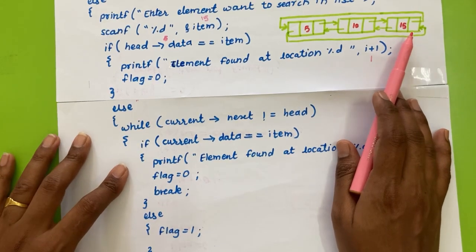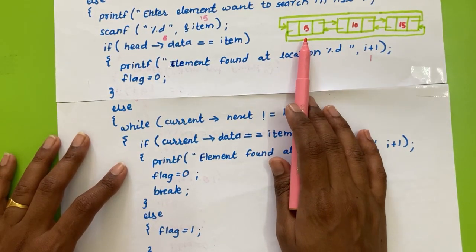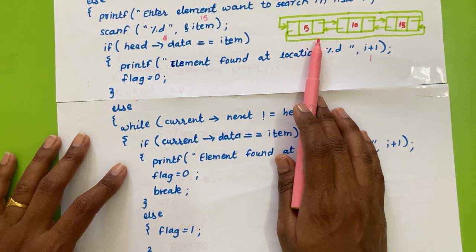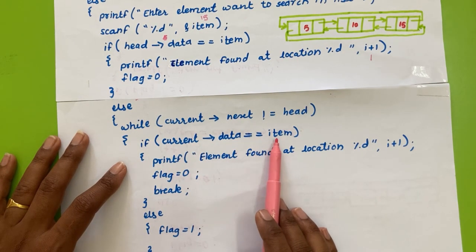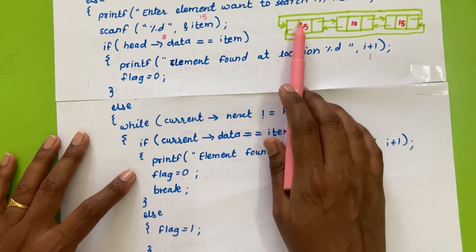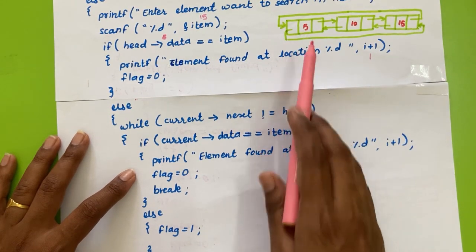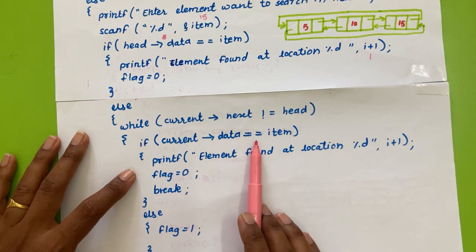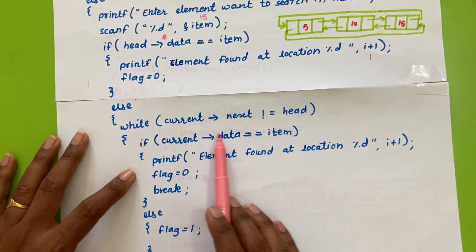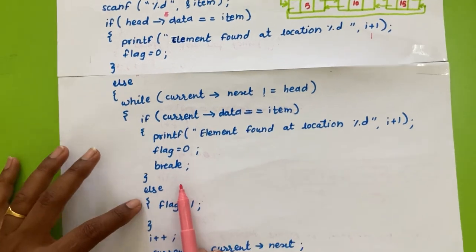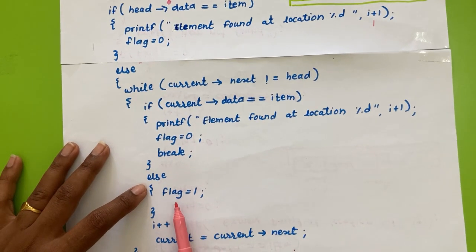Okay, while comparing the value of item with data of node. So if current data is equal to item, first time this will be our current node. So here it will compare head data is equal to item, अभी तो ये नहीं है, 5 is equal to item, तो ये satisfy नहीं हो रहा है, so it will go in the else part and it will make flag is equal to 1.